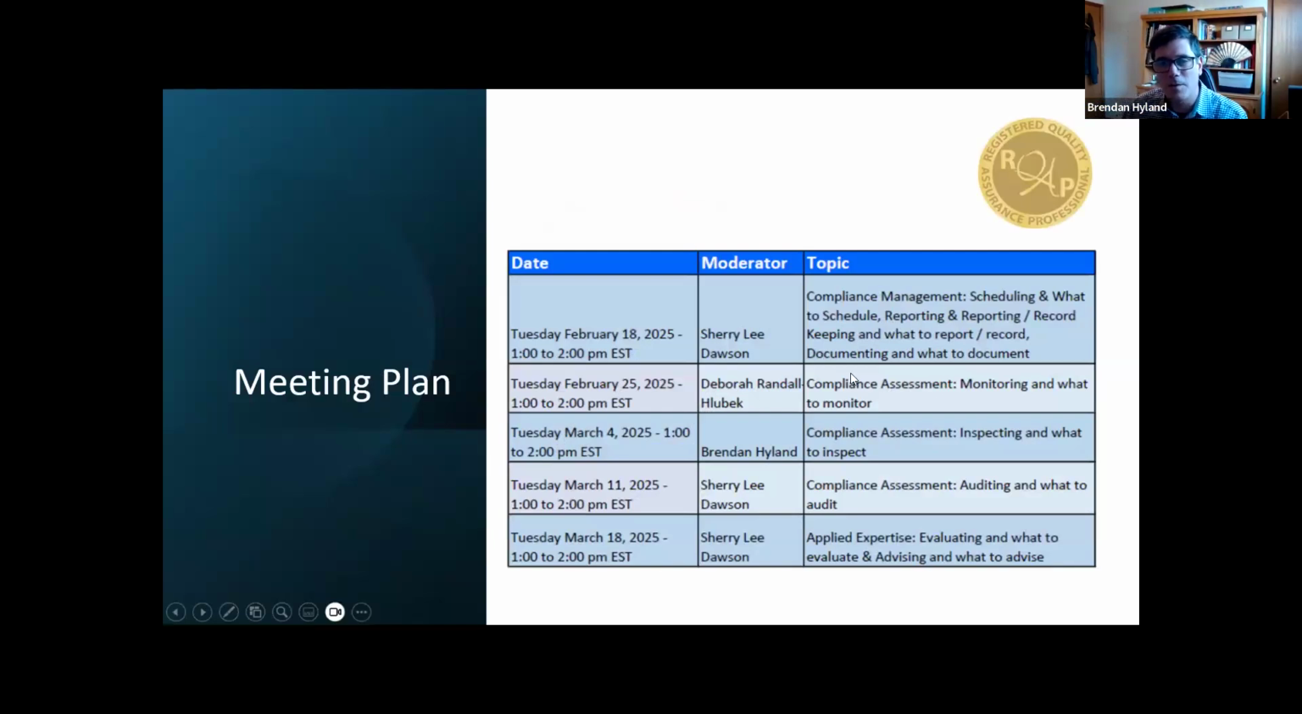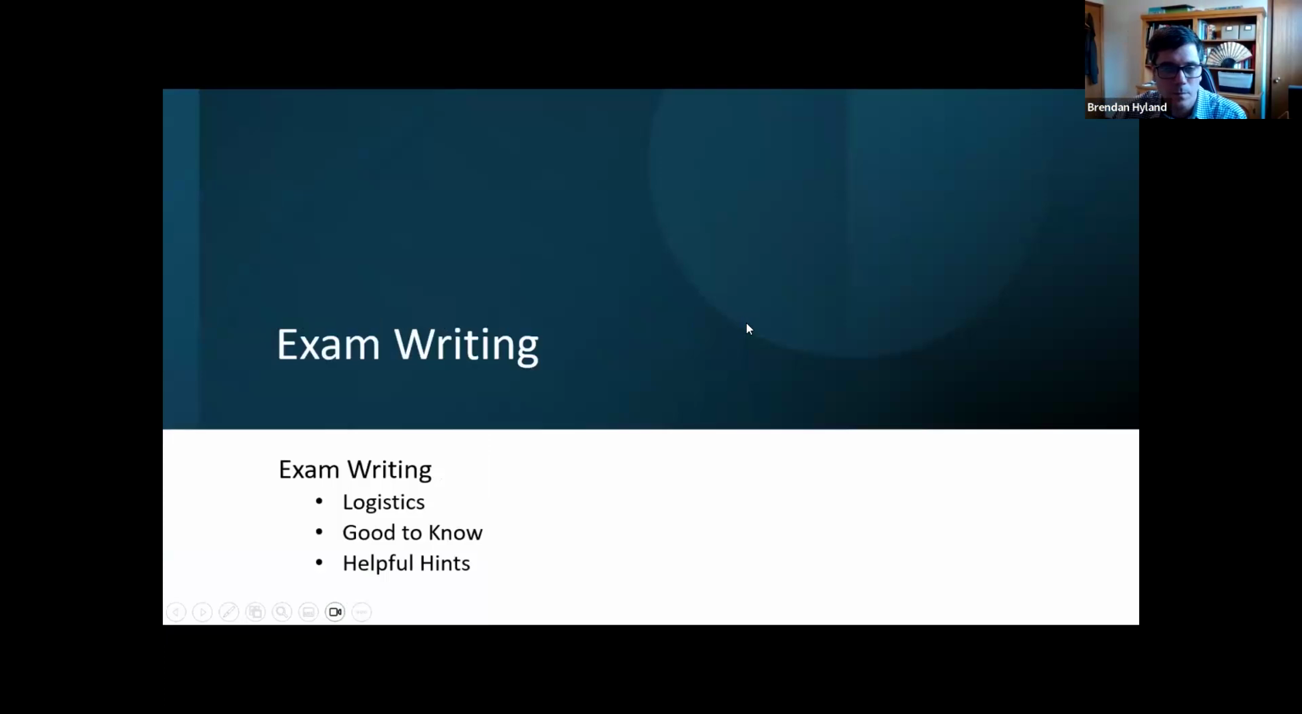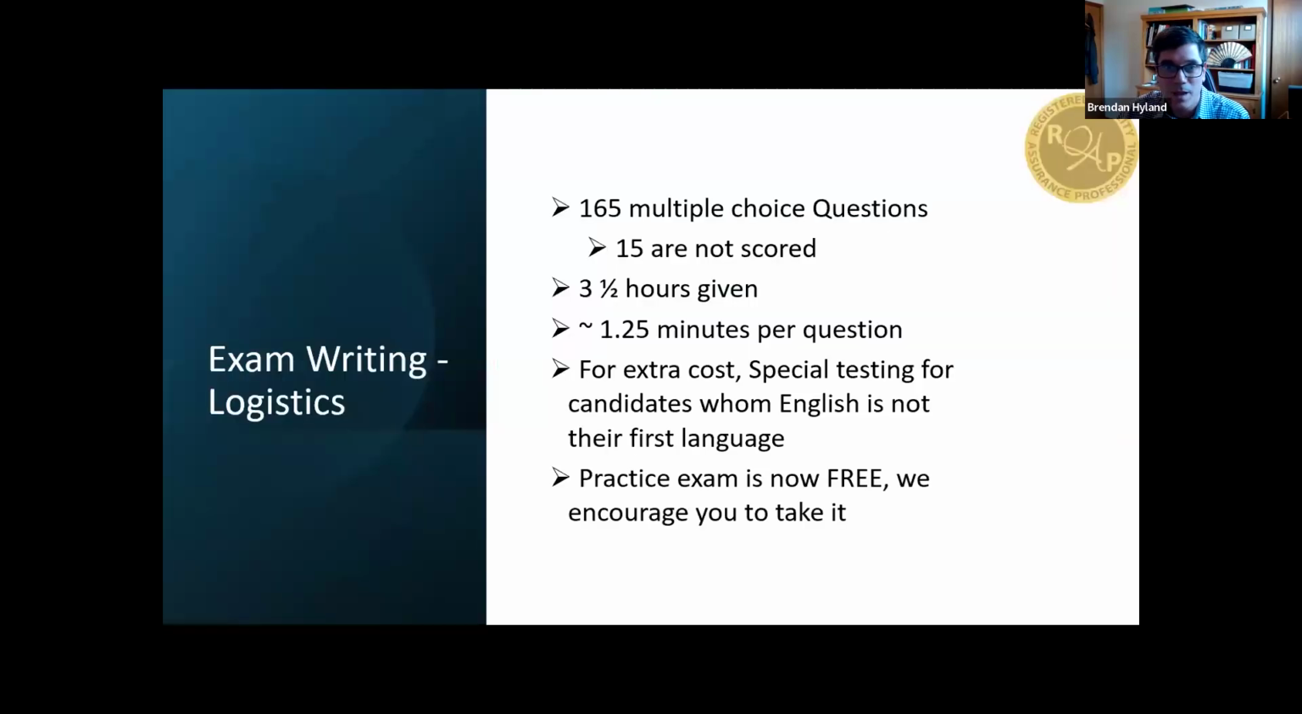Today we're going to talk about compliance assessment, inspecting, and what to inspect. First, I'm going to go quickly through some tips and helpful hints. I know you've all probably seen these slides before, but it's worth reminding ourselves of things to know about writing this exam.